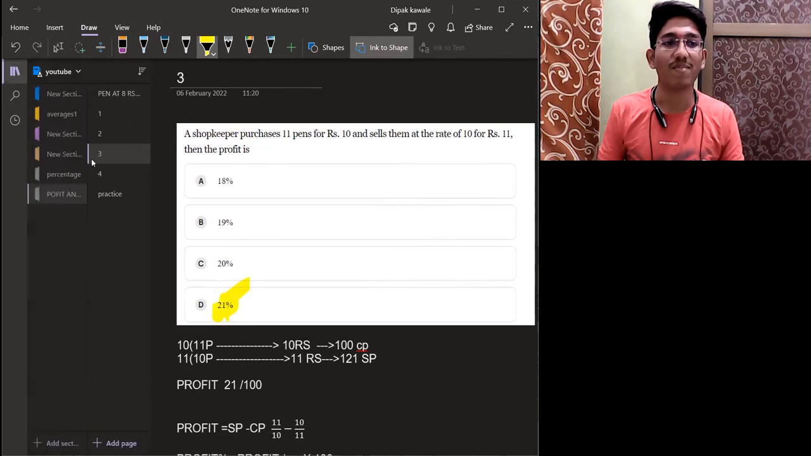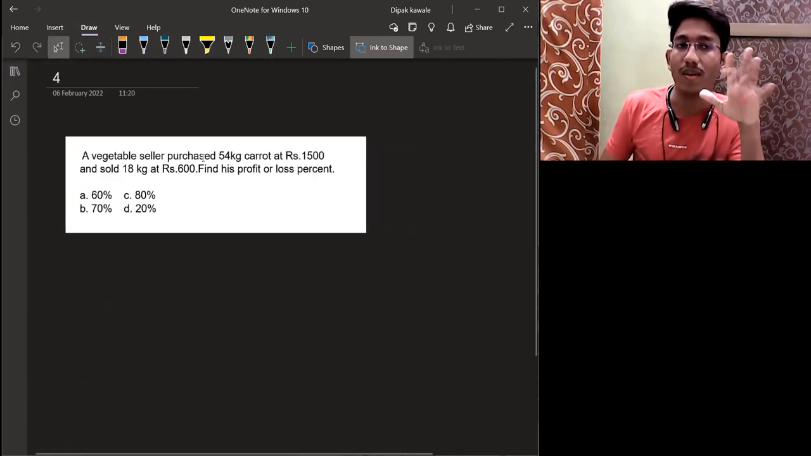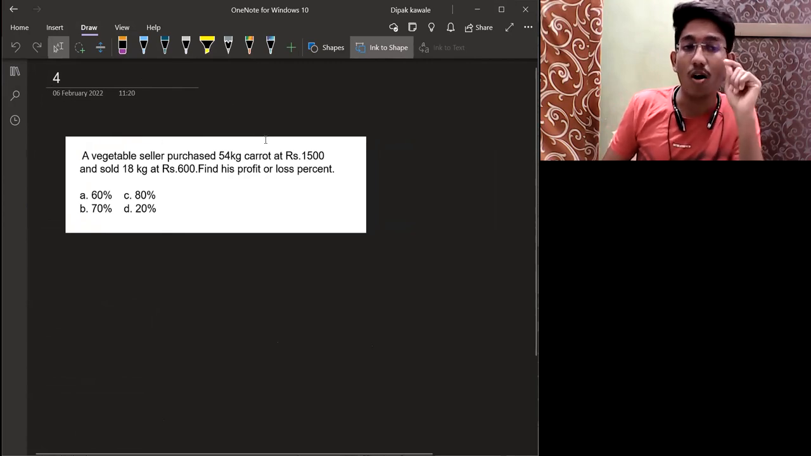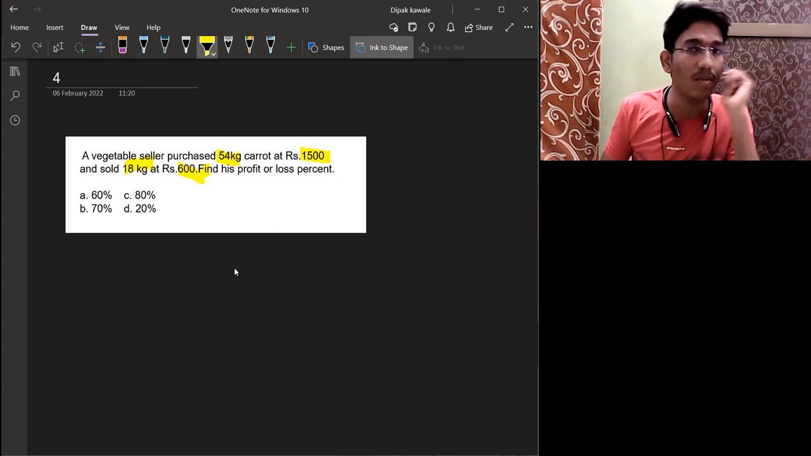Let's take another example. Now you will get to know. Now I will not touch the pen. See how I am approaching the problem, and without touching the pen am I solving? A vegetable seller purchased 54 kg of carrot at rupees 1500 and sold 18 kg at rupees 600. Find his profit or loss. Sir, are my buying and selling quantities the same? No, sir. That means I have to make it equal.